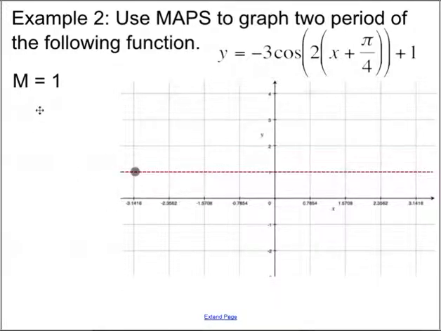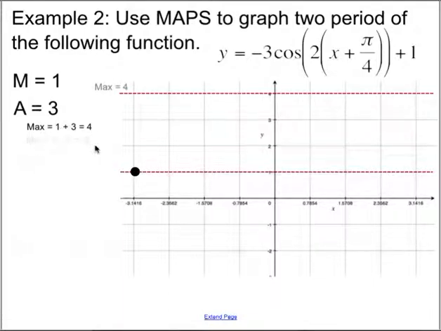And then I'm going to go to my amplitude. That's going to tell me how high my graph goes and how low. So then my maximum will be my middle plus my amplitude. So 1 plus 3 is 4. And then I'm going to sketch a dashed line there. And then my minimum is going to be my middle minus my amplitude. And so 1 minus 3 in this case will be -2. And then I'm going to draw a dashed line there as well.